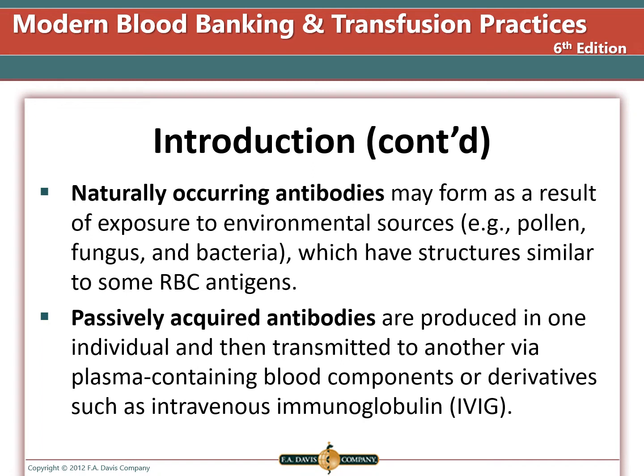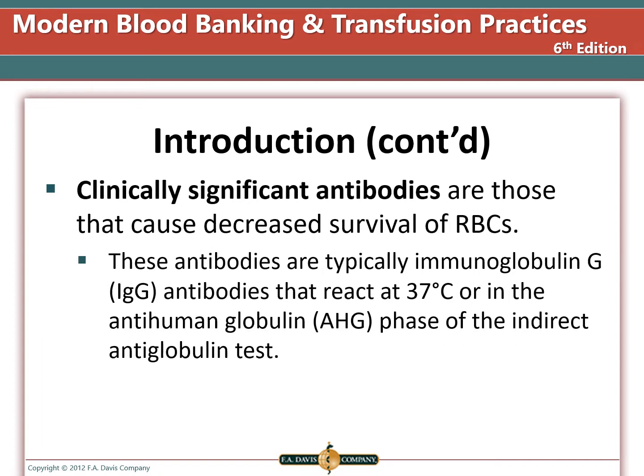A person may passively acquire antibodies that are produced by one individual and then transmitted to another via plasma containing blood product components or derivatives such as intravenous immune globulin. Clinically significant antibodies are those that cause decreased survival of red blood cells. These antibodies are usually IgG, react at 37, or AHG phase of the indirect antiglobulin test.